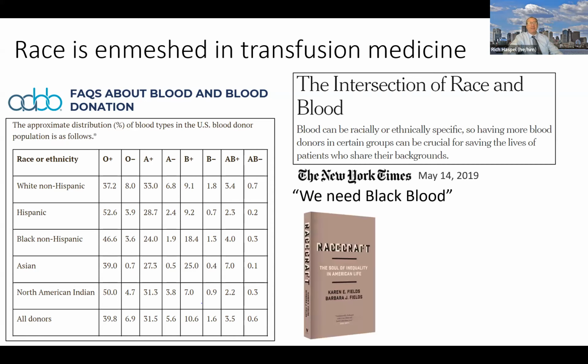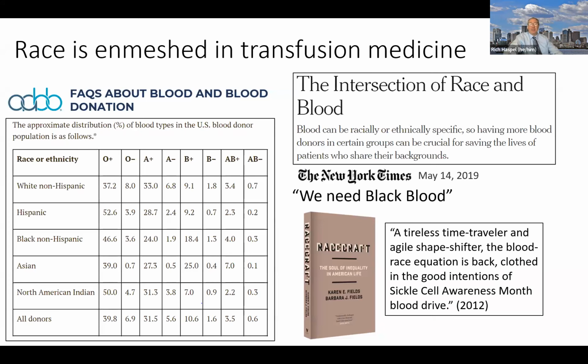Well, guess what? This stuff has gotten the attention of historians and other people. And I love this quote: "A tireless time traveler and agile shapeshifter, the blood race equation is back, clothed in the good intentions of sickle cell awareness month blood drive. We need Black blood." So again, this is a complex issue. I'm just saying it's something we really need to think about.